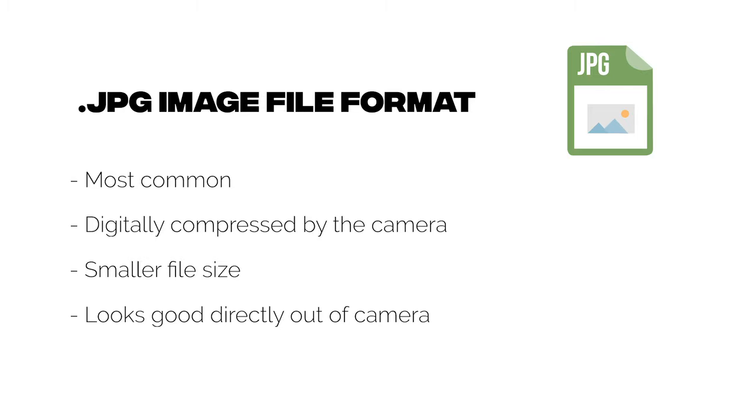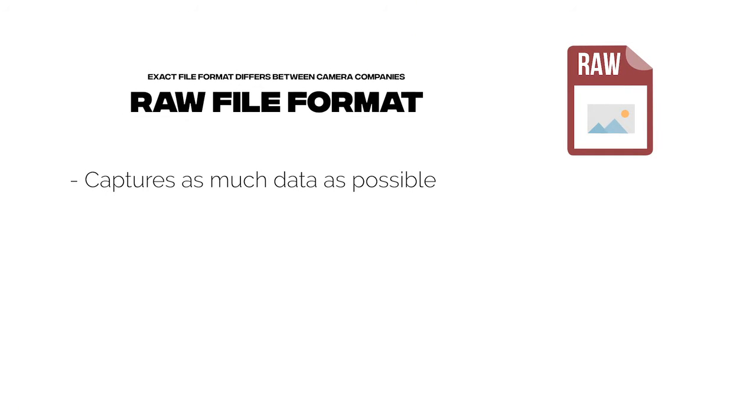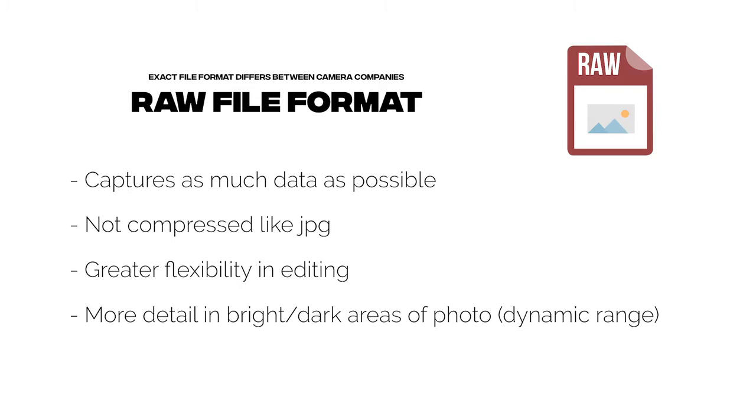And then the other side of things is a RAW photo. A RAW photo is a photo that captures as much data as possible. When you take a RAW image, it's capturing as much information as possible and it's not compressing it in any way. Why that's good is because when you go into editing, you have a lot more flexibility. You have a lot more detail in the highlights, a lot more detail in the dark areas, and you can really edit the photo to your own liking.